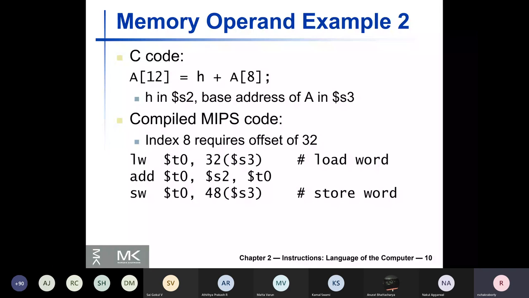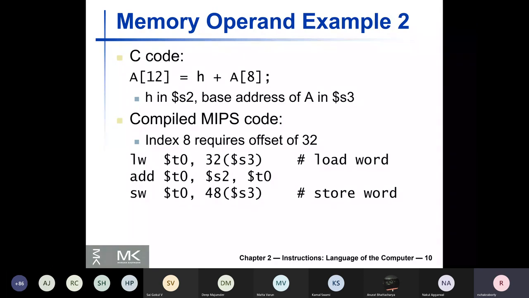The first two lines are exactly the same. You fetch the value using an LW instruction into T0. You add T0 with H, which is in S2, and then get the value in T0 itself. You override the T0 value, no issues. And then you need to store the T0 value. Store is register to memory. How do you store it?